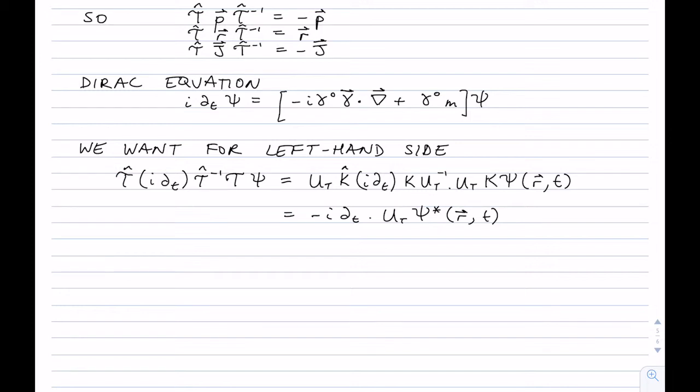And that is the same thing as saying i times the derivative of minus t. And this is nothing but our time reversed wave function. So in that case, this part here should satisfy the time reversed Dirac equation.